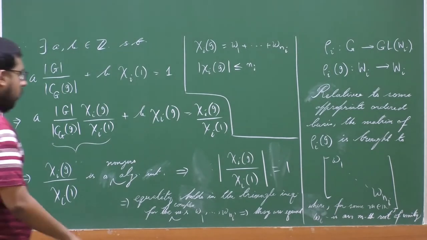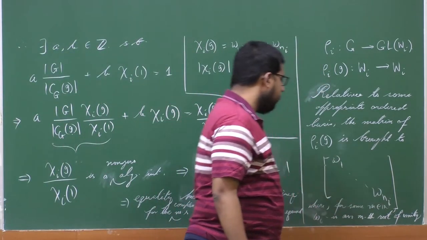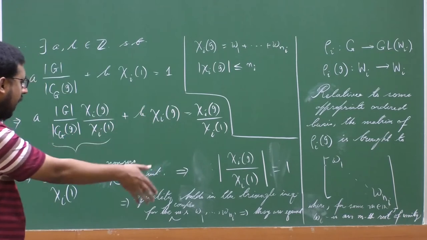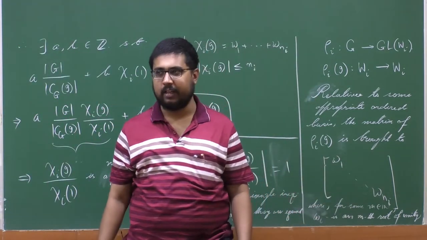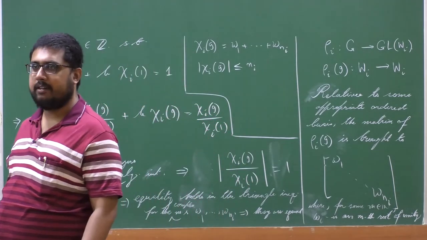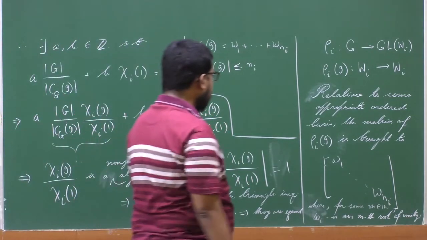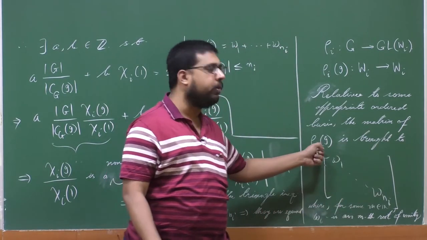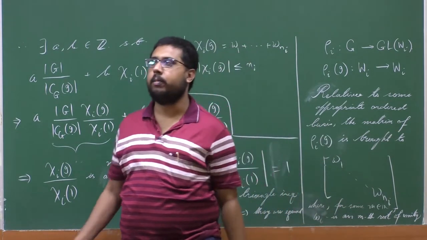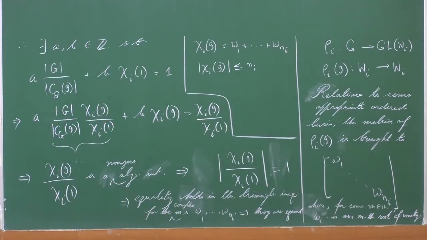So once all these omega I's are equal, that means this matrix will be a scalar matrix, right? And if the matrix of rho I g with respect to some basis is a scalar matrix, then actually the operator is nothing but a scalar times the identity. So let me write it here.